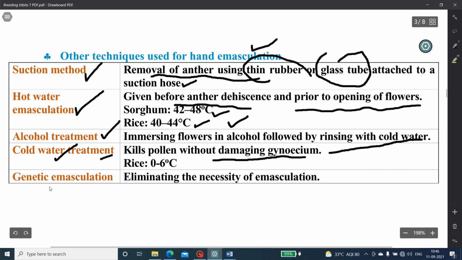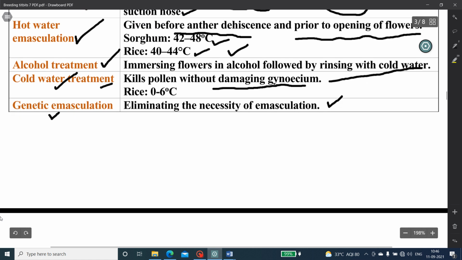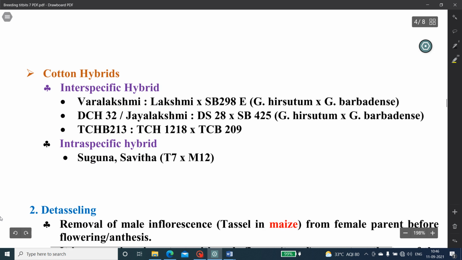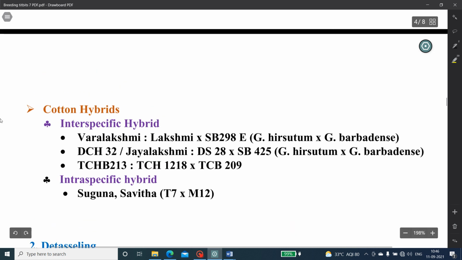And the last one, the fifth one, is genetic emasculation. You eliminate the necessity of emasculation by genetically manipulating the parents. The examples I have given are cotton hybrids. There are two types, interspecific hybrid and intraspecific hybrid. We have about three interspecific hybrids, that is Varalaxmi. It is a cross between Laxmi, which is Gossypium hirsutum, used as the female parent, and SB289 as the male parent, which is Gossypium barbadense.